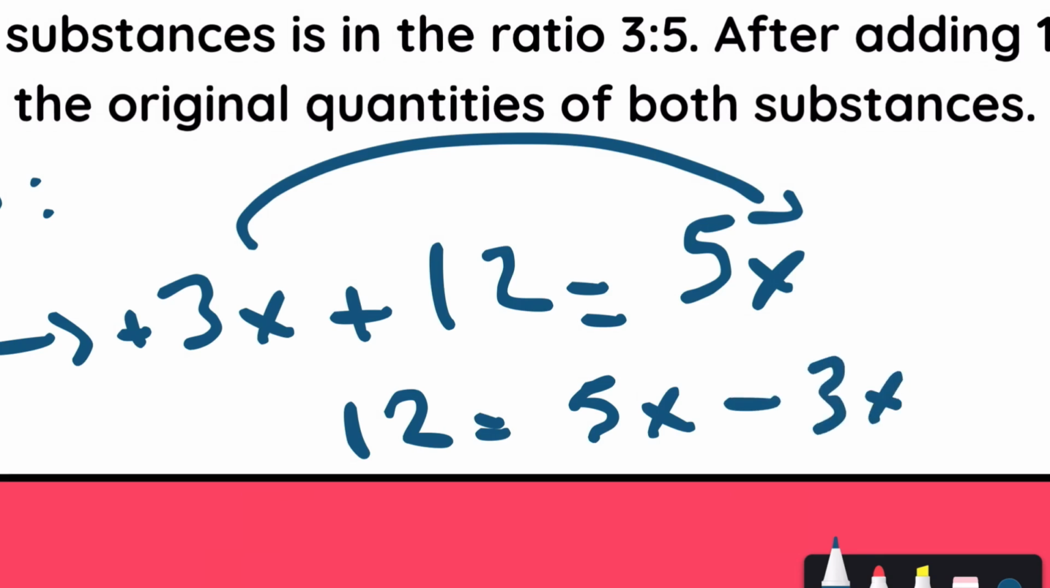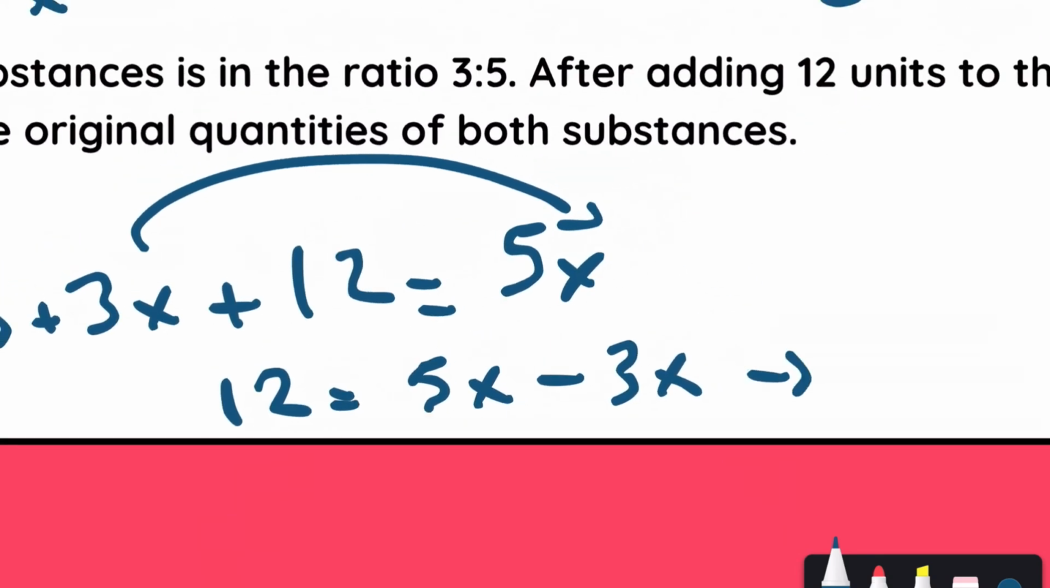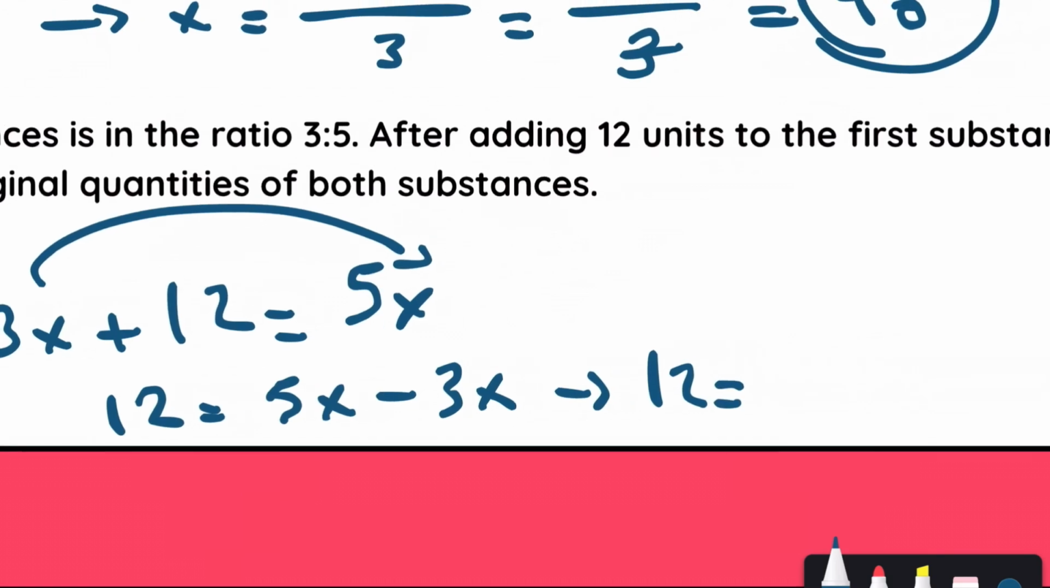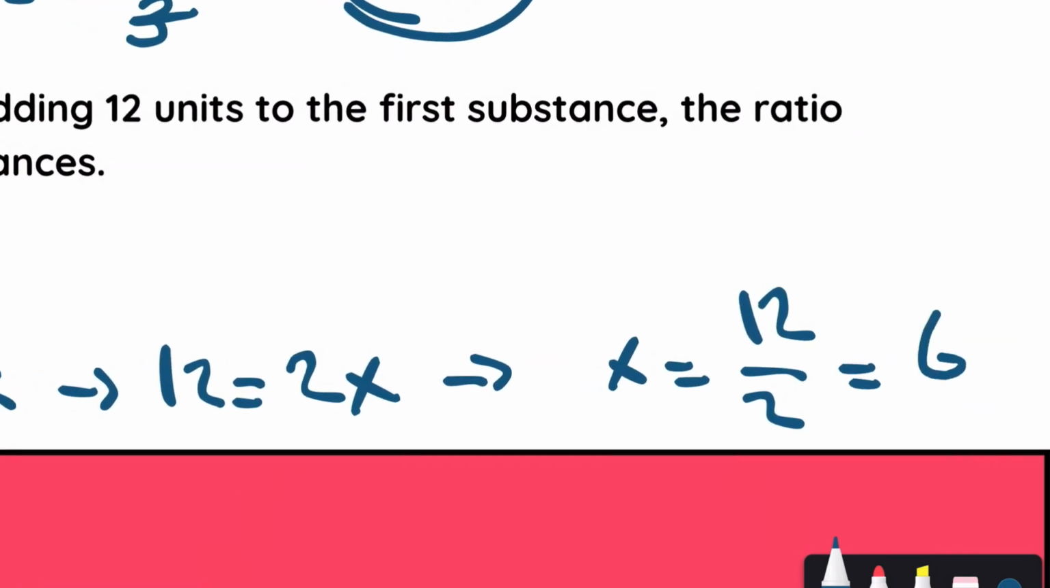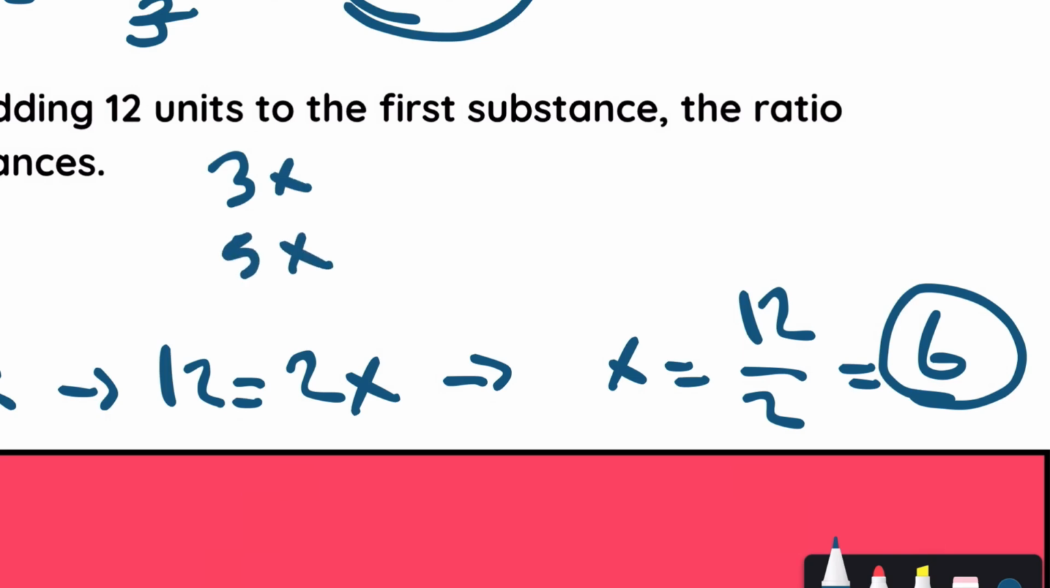5x minus 3x. Okay, so this will be 12 equal to 2x. And now I need to move the coefficient of x to the other side of the equation, which will be x equal to 12 divided by 2, which is equal to 6, right? So I had the quantities, which were 3x and 5x, and I have found x, right? X is equal to 6.